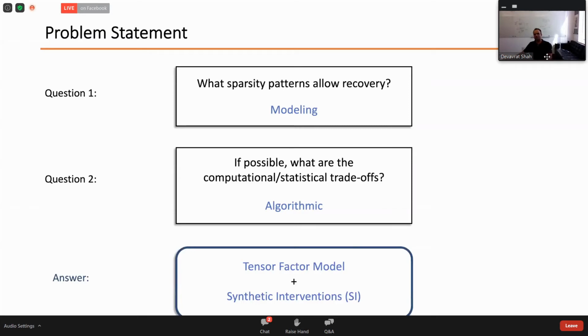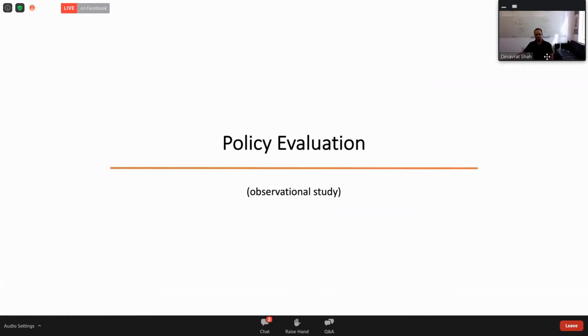And in this talk, I will discuss synthetic intervention as a method that will try to address this question when the problem can be modeled as a tensor factor model under specific sparsity patterns. Okay, so with that, let's get started. First, we'll focus on policy evaluation, that is observational study, which is the typical question we discussed. Then we'll go to experimental study. And if time remains, I will talk about some of the theoretical results that enable all of these methods.